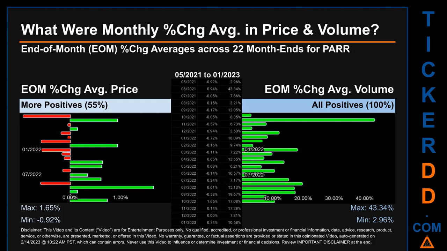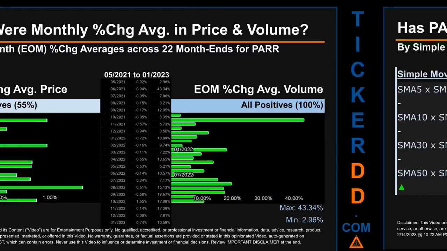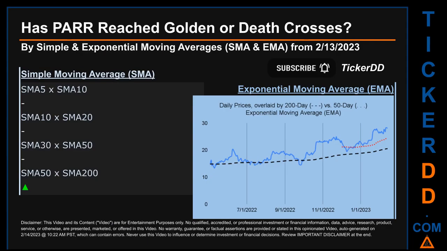Price saw an end-of-month max of 1.65% in average percentage change along with a minimum of minus 0.92%. For volume, the maximum and the minimum monthly percentage change were respectively 43.34% and 2.96%.